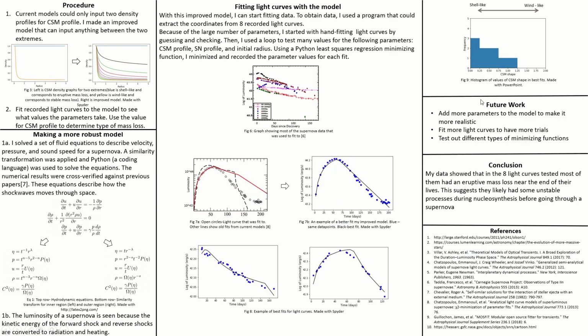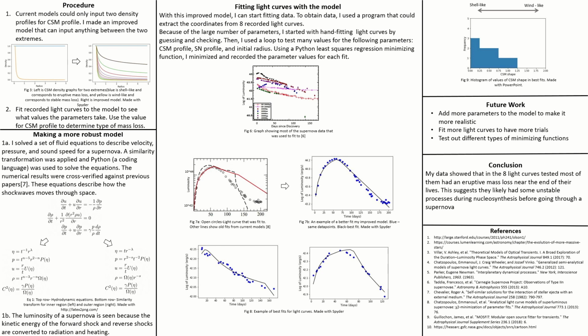And the results are more clearly shown in figure 9, which is a histogram of the CSM values for all the fits. And so you can clearly see that most of the supernova were clustered toward the shell-like extreme. So this suggests that they had some eruptive mass loss near the end of their lives. And so this means that they had some unstable processes during nucleosynthesis before going through a supernova.